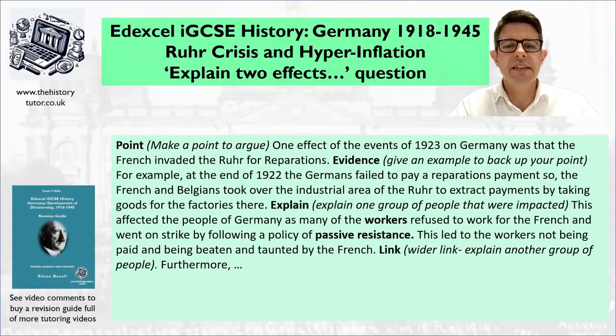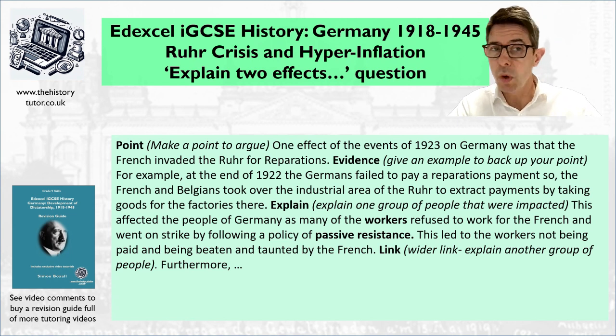Okay, so I've said this affected the people of Germany as many of the workers refused to work with the French and went on strike by following a policy of passive resistance. This led to workers not being paid, being beaten and taunted by the French, and you could talk about how the government paid their wages eventually. So that's one group explained.